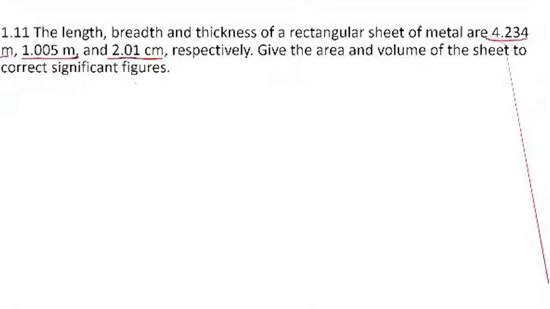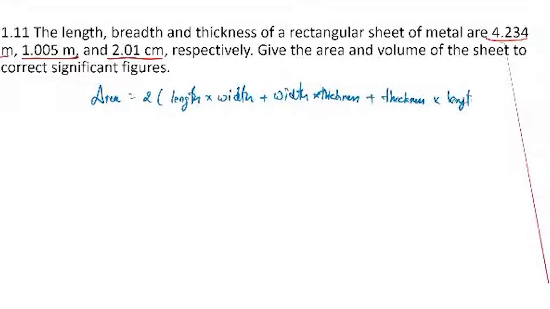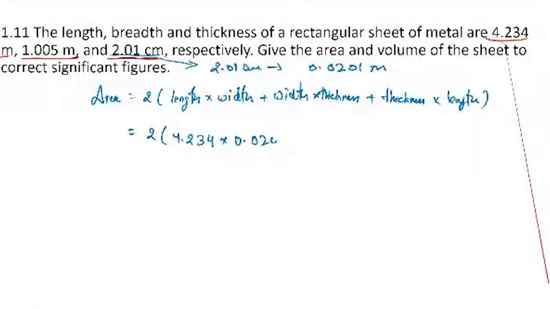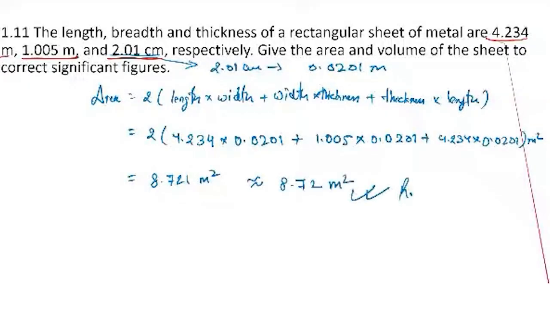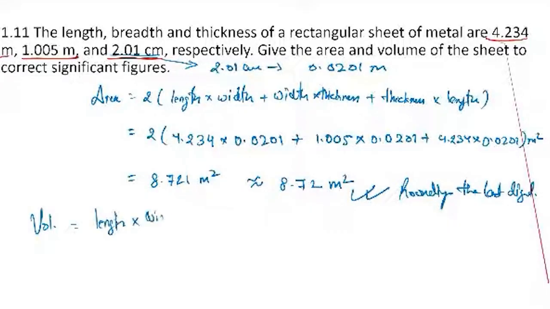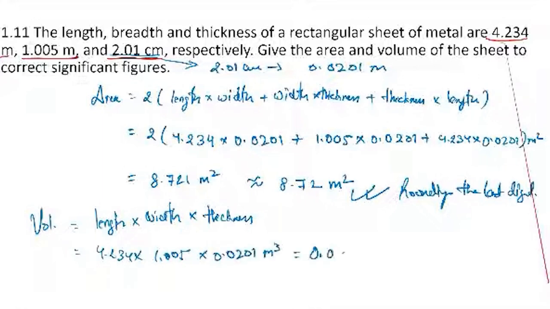Let's proceed with the calculation. So this is the expression of area: 2 times length times width, width times thickness plus thickness times length. Using appropriate data and converting the thickness to meter scale, we get the area. By rounding off the last digit, we get 8.72 meters square. Now volume would be calculated as length times width times thickness, so it is 0.0855 meter cube.